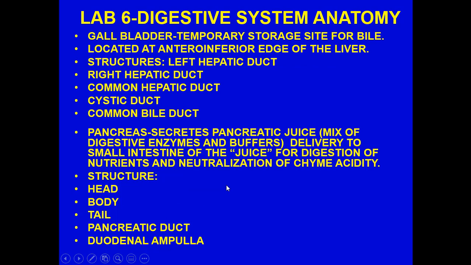Now, when we talk about the gallbladder, keep in mind that the gallbladder is a temporary storage site for bile. It is located at the anterior inferior edge of the liver. The structures of the gallbladder include the left hepatic duct, the right hepatic duct, the common hepatic duct, the cystic duct, and the common bile duct.